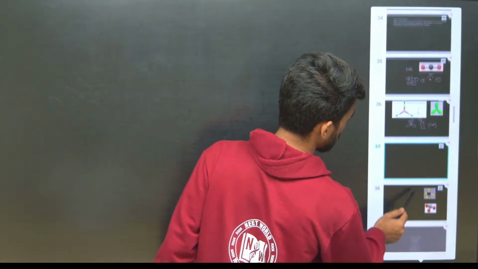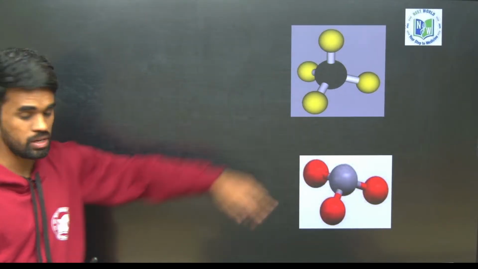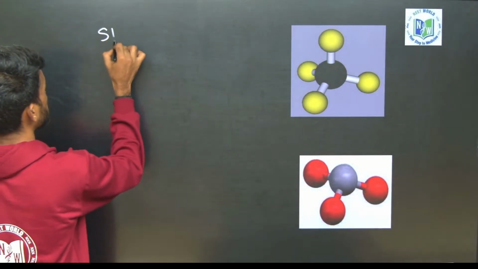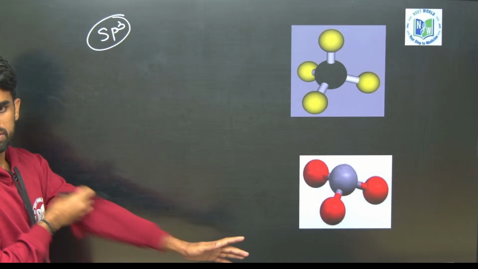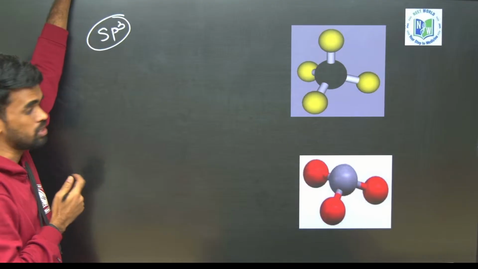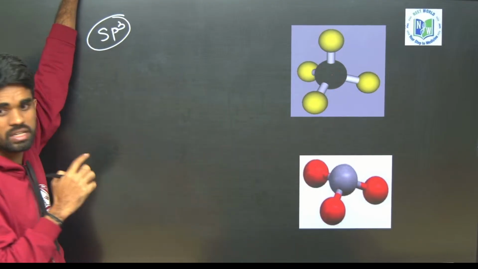We have methane. Methane we already discussed. This is the structure of methane, for sp3 hybridization. This is the standard example for sp3 hybridization. So in this case, 109.5 degrees, already we discussed.